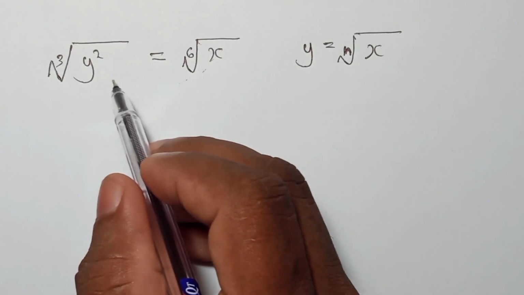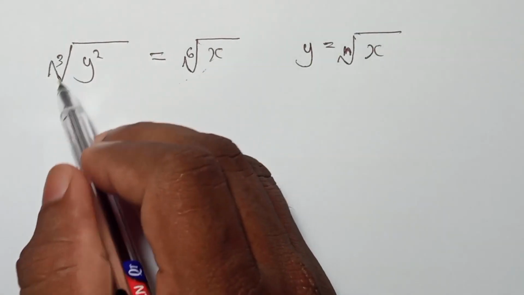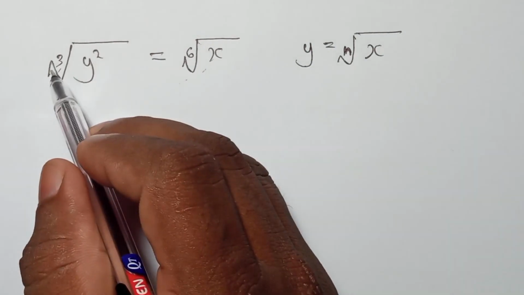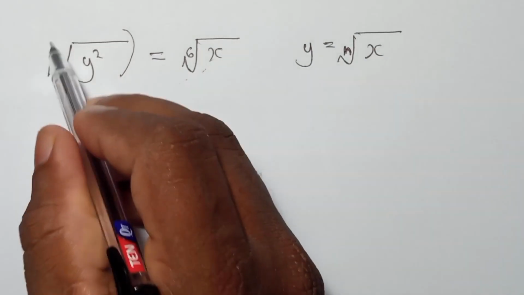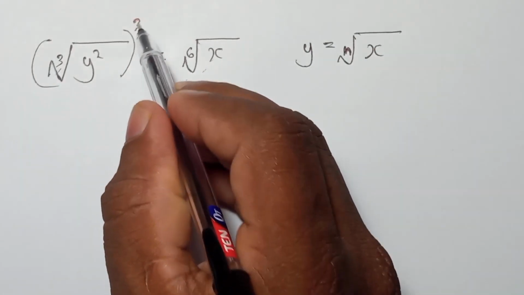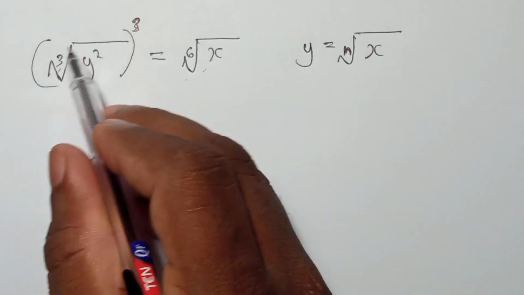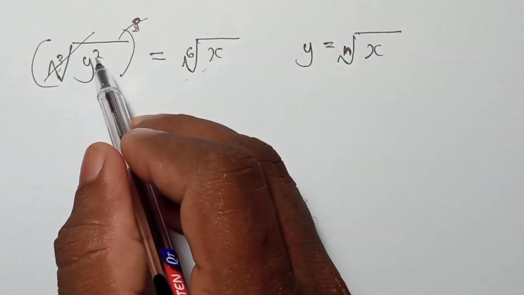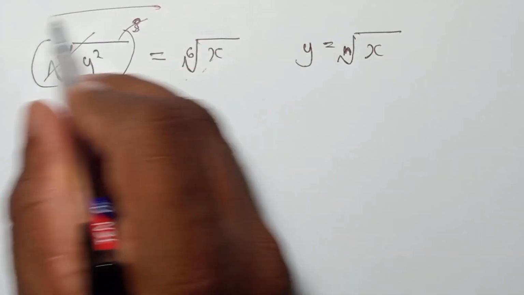Okay, now first of all I need to remove this cube root. Here we have a cube root, so to remove that I need to put a cube here, right, like this. Then the cube root and the cube cancel. Then to remove this square I need to put a square root here, right, like this.